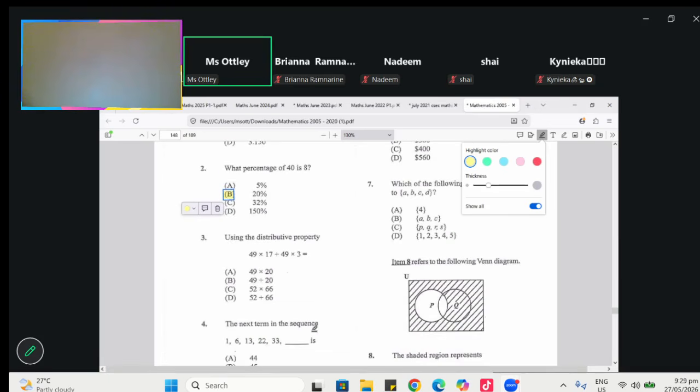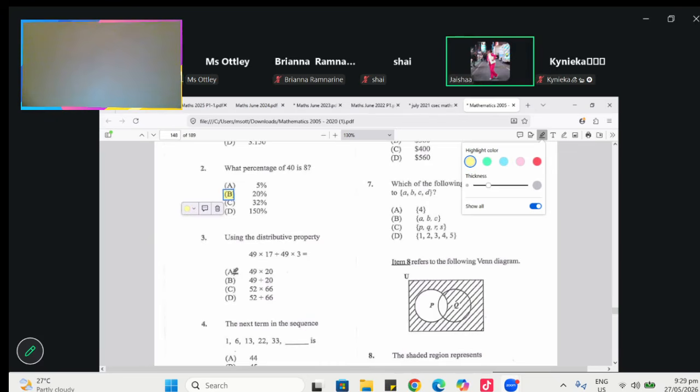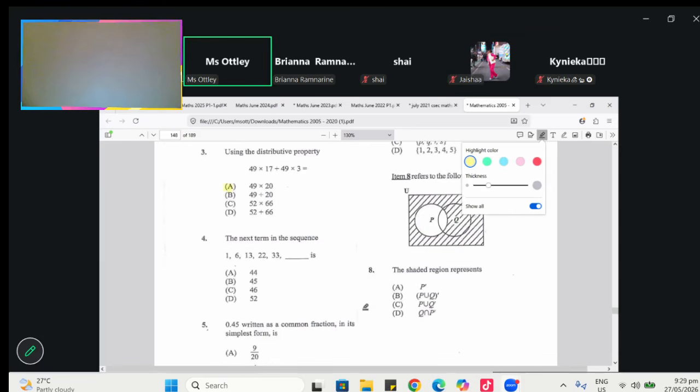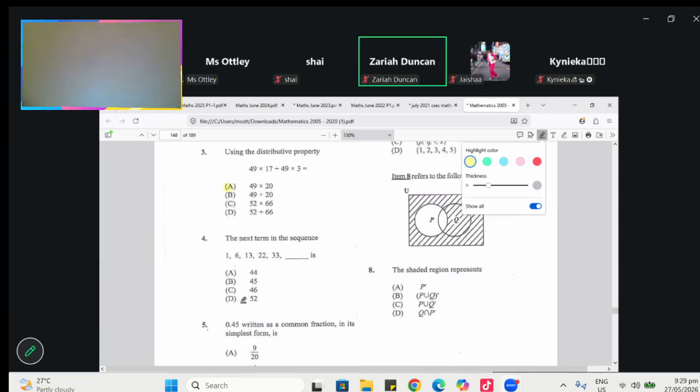Using the distributive property, 49 multiplied by 17 plus 49 multiplied by 3 is equal to A. The next term in the sequence. C, okay.